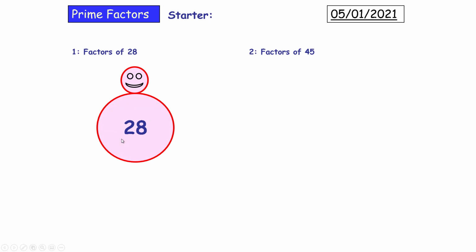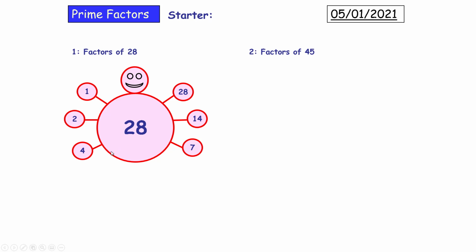Okay, so 28, we start with 1 always. 1 times 28. Does 2 go into 28? Yes, it does. How many times? 14 times. Does 3 go into 28? No, because 2 plus 8 is 10. It's not in the 3 times table. But does 4 go? Yes, 7 times. 5 doesn't go, nor does 6, and we're back to 7. So we've got all our factors there. I can write them down. 1, 2, 4, 7, 14 and 28. And we write them down at the bottom.